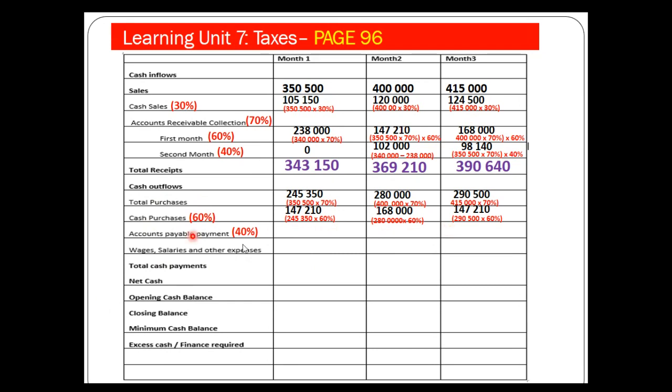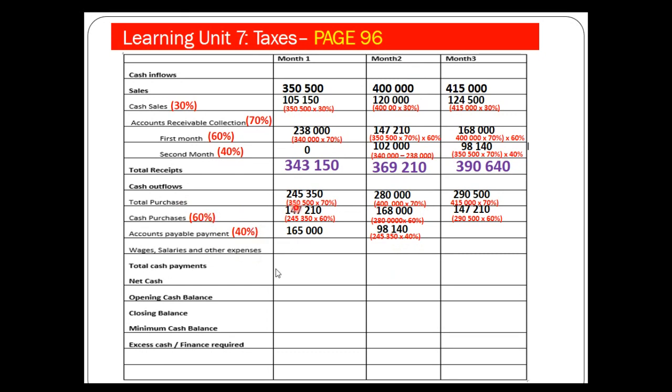Remember the accounts payable, they gave us that. They said the accounts payable given to us was 165. This must be paid in month one. And thereafter they say 40% of this amount will be paid in the following month. That's why I have 245,350 times 40%, and I pay in month two. According to the policy, they told me that we pay the remainder. I know that if 60% of the purchases is paid, the remainder will be 40%.